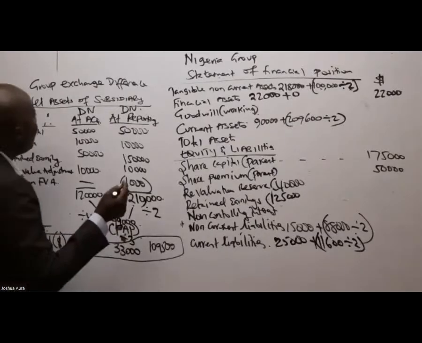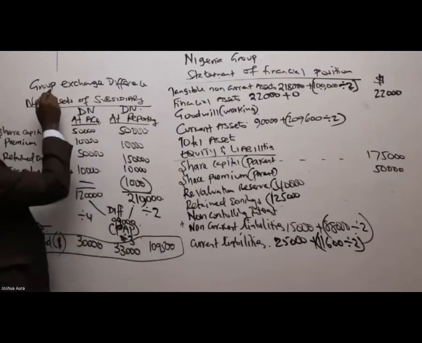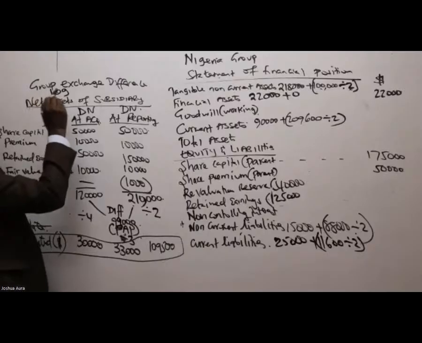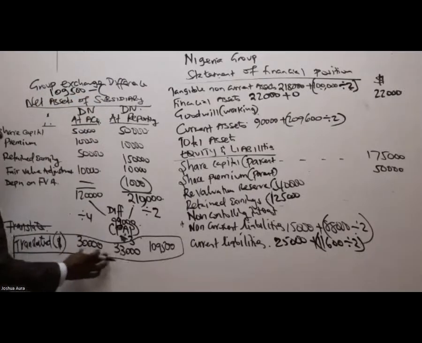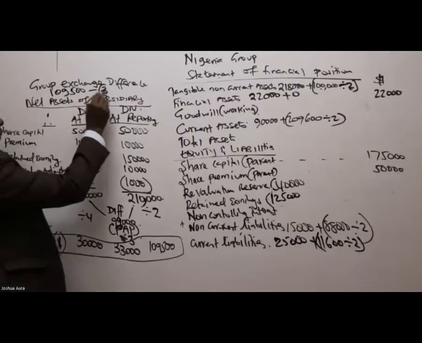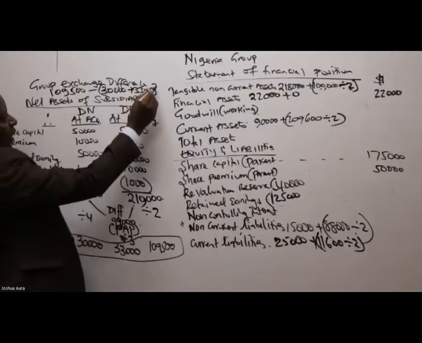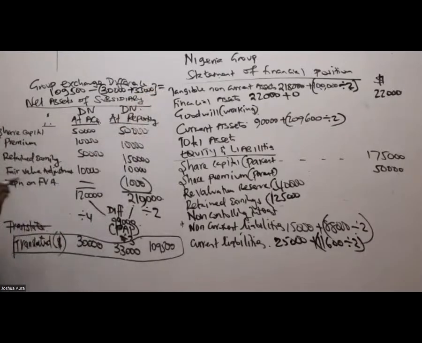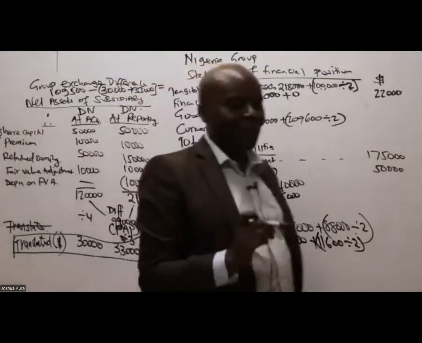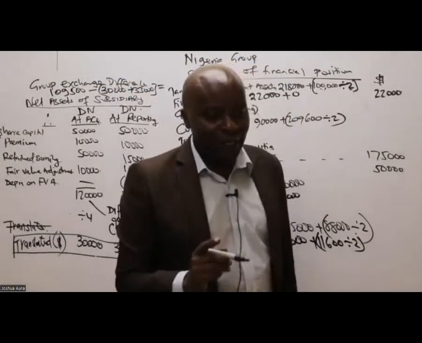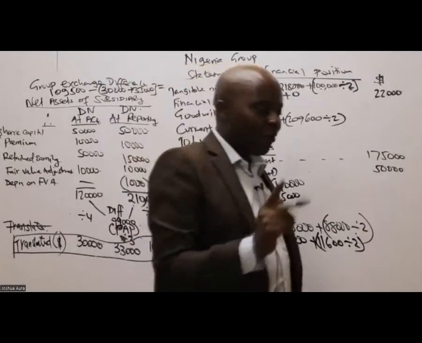So then how do we get this group exchange difference? I will take the closing, 109,500. I subtract the sum of these two. So we are talking of 30,000 plus 33,000. Could you kindly give me this figure? The group is gaining here. The group exchange difference is 46,500.